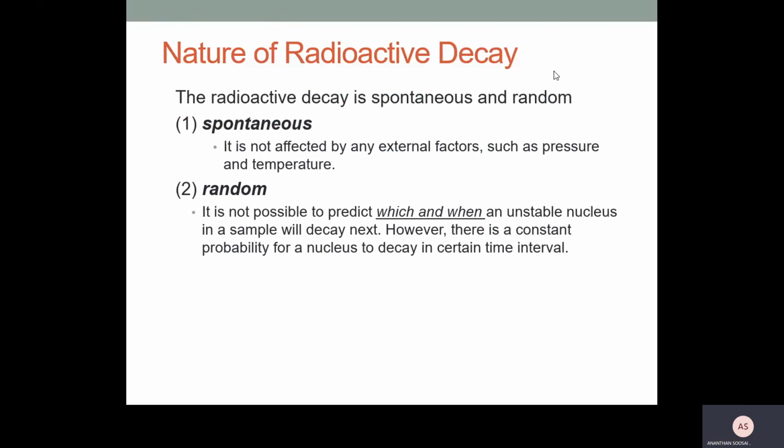However, there is a constant probability for a nucleus to decay in a certain time interval. The keyword is in the first line: we don't know which and when an unstable nucleus will decay. It's totally unpredictable.